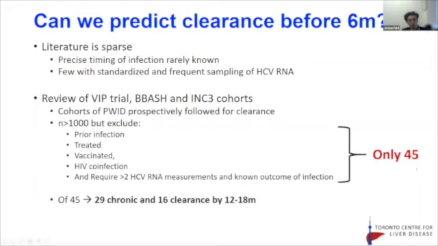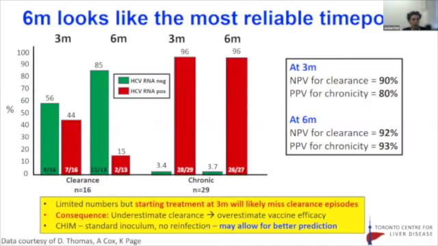Of these 45, 29 went on to chronicity and 16 cleared by between a year and 18 months after infection. So let's look at what happened here. In green, you see the bars of measurement of HCV-RNA negativity, and in red that they're HCV-RNA positive. And this is looking at 3 months and at 6 months after infection. And so you can see here the clearance group and here the chronic group. And so what you see is that most people who had cleared by 3 months, they stayed negative.